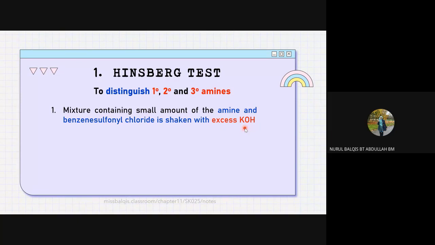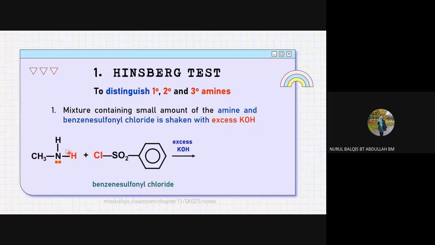So how do you write this? This is our amine. Can I know the class of amine given here? Primary. Okay, this is a primary amine. Can I know the name of this amine according to IUPAC? Methanamine. Okay, this primary amine, methanamine, undergoes reactions with benzene sulfonyl chloride.